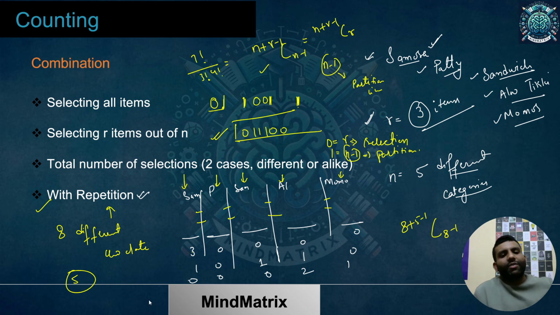So now we will be moving further. These were the common questions and concepts around the combination, the selection part. Okay, so next I'll be covering the distribution part.